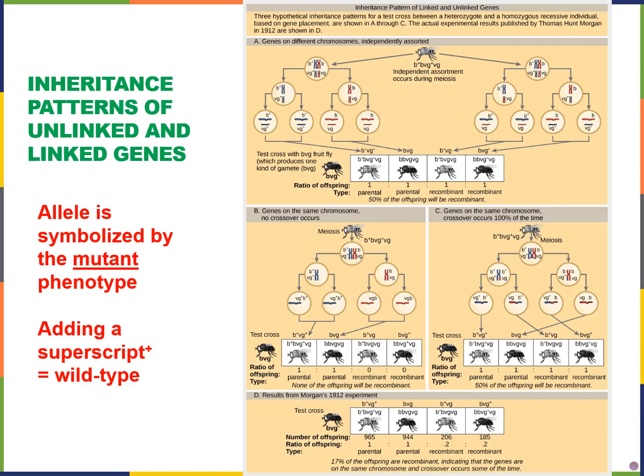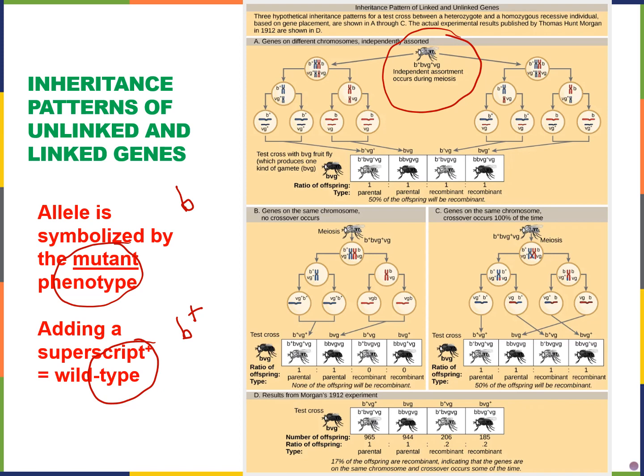Before we jump in, let's look at the symbols that are used for fruit flies. For fruit flies, the letters that we choose are actually based on the mutant phenotype. So if I look at the symbol here, I see B and VG. B is black body because black bodies are the mutant phenotype. They're not as common. The wild type for fruit flies, the more common phenotype, is gray bodies, which is indicated by a B with a superscript plus sign.